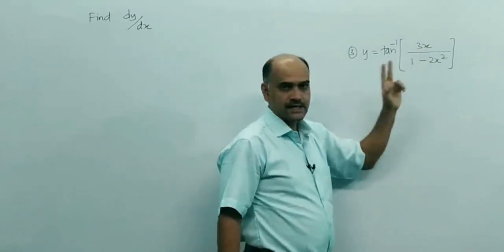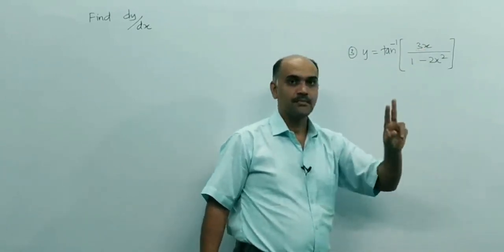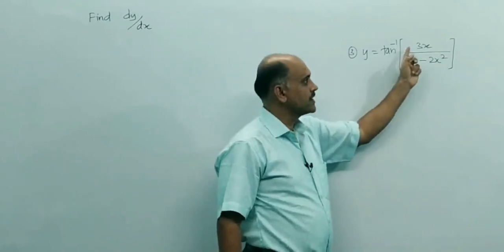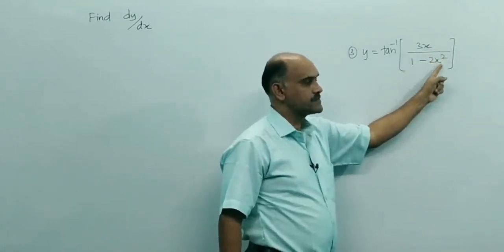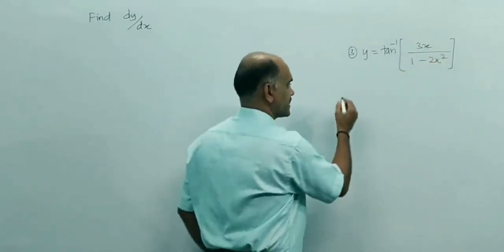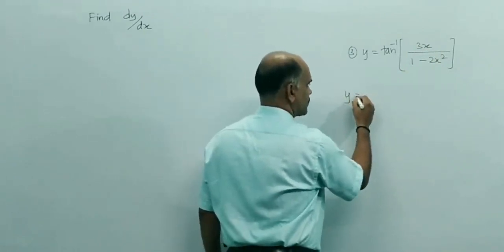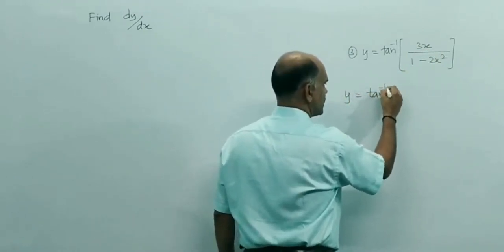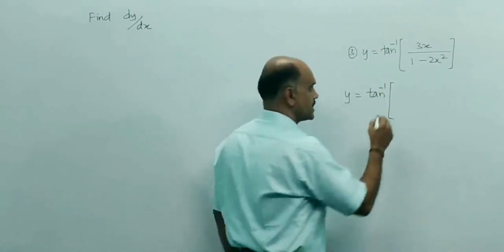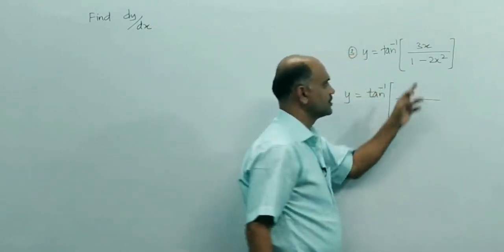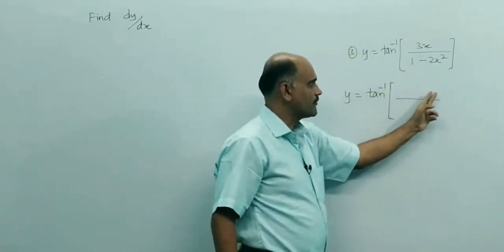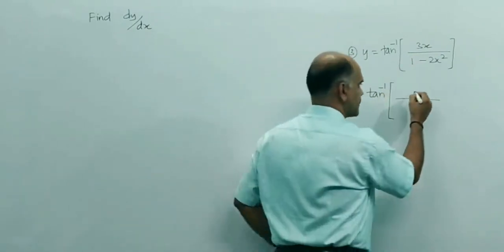Now this 3x, you should write as a sum of two terms. If you multiply those two terms, you should get 2x square. So y is equal to tan inverse of a bracket. So 3x, you should write as a sum of two terms. Here minus is there, which means here you should have plus.